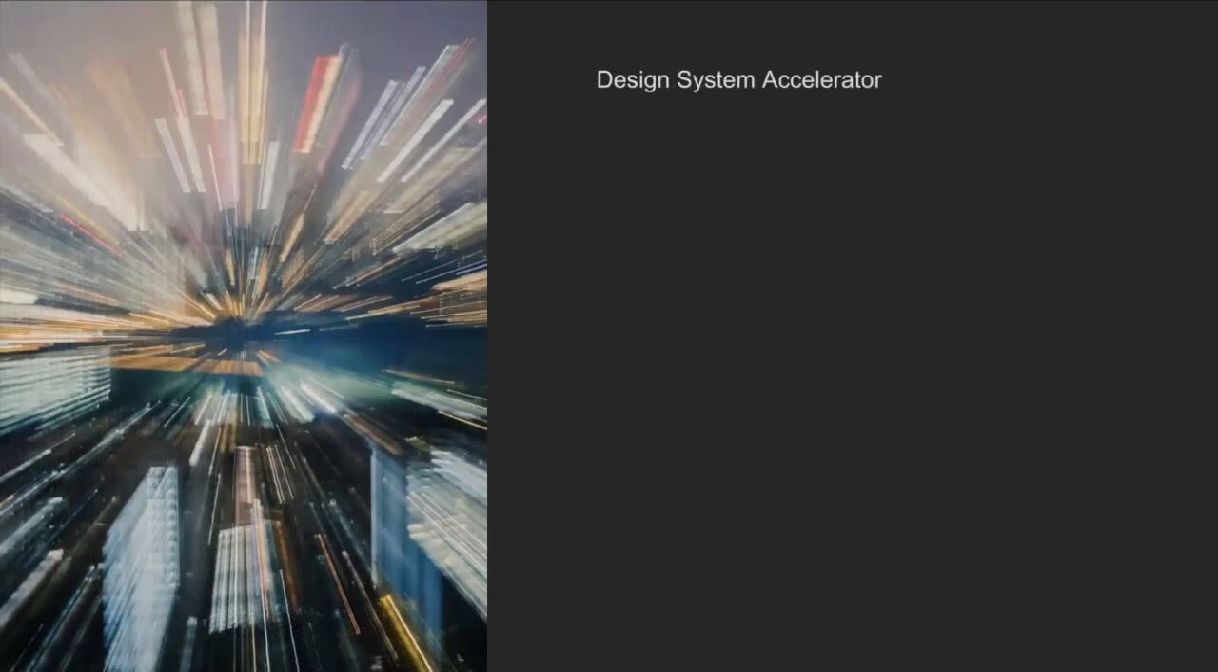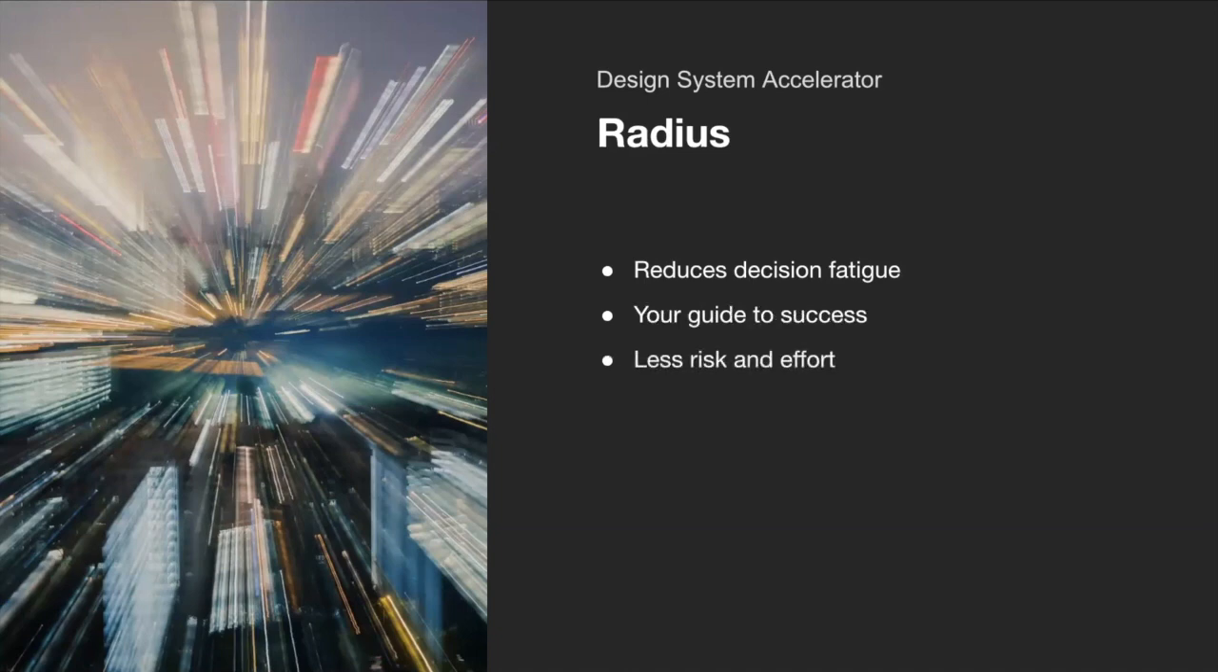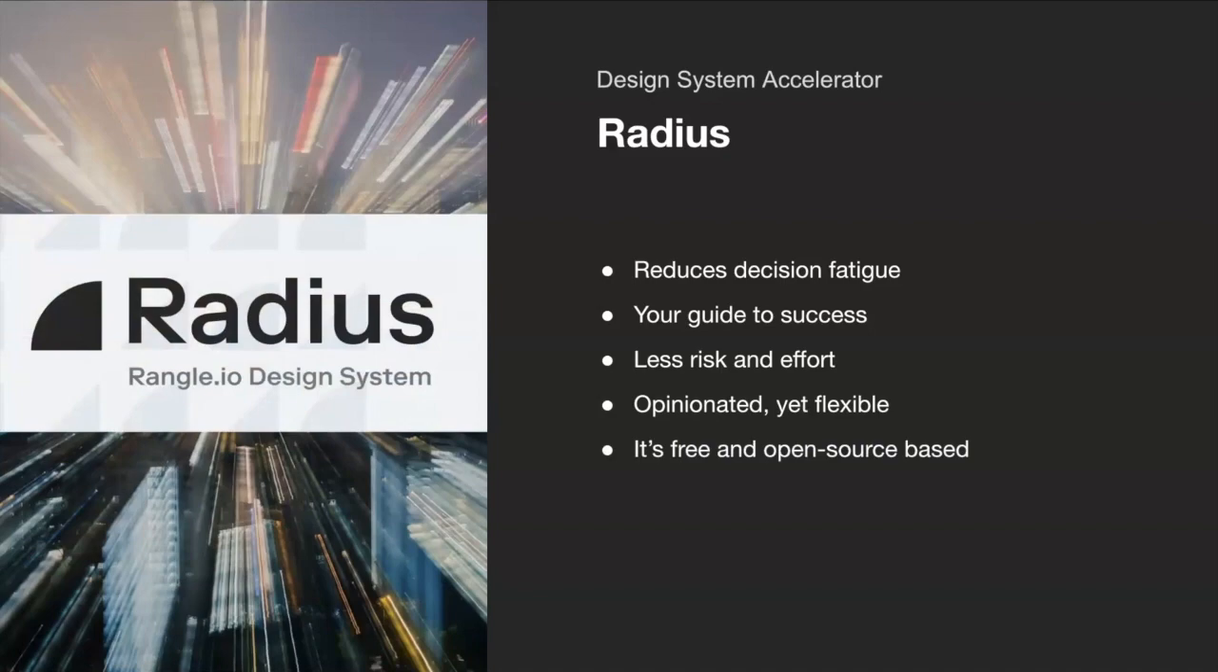To help with the implementation of a design system, Rangle created Radius. Radius is a design system accelerator to help you start working on your product instead of worrying about the design system to support it. Radius helps you to reduce decision fatigue. It's a collection of open source tools and libraries. Radius removes the guesswork, reducing the risk and the effort to get started building your design system. We kept it open so you can replace any component or part of the stack and also create new things to extend it. It's free and open source based.